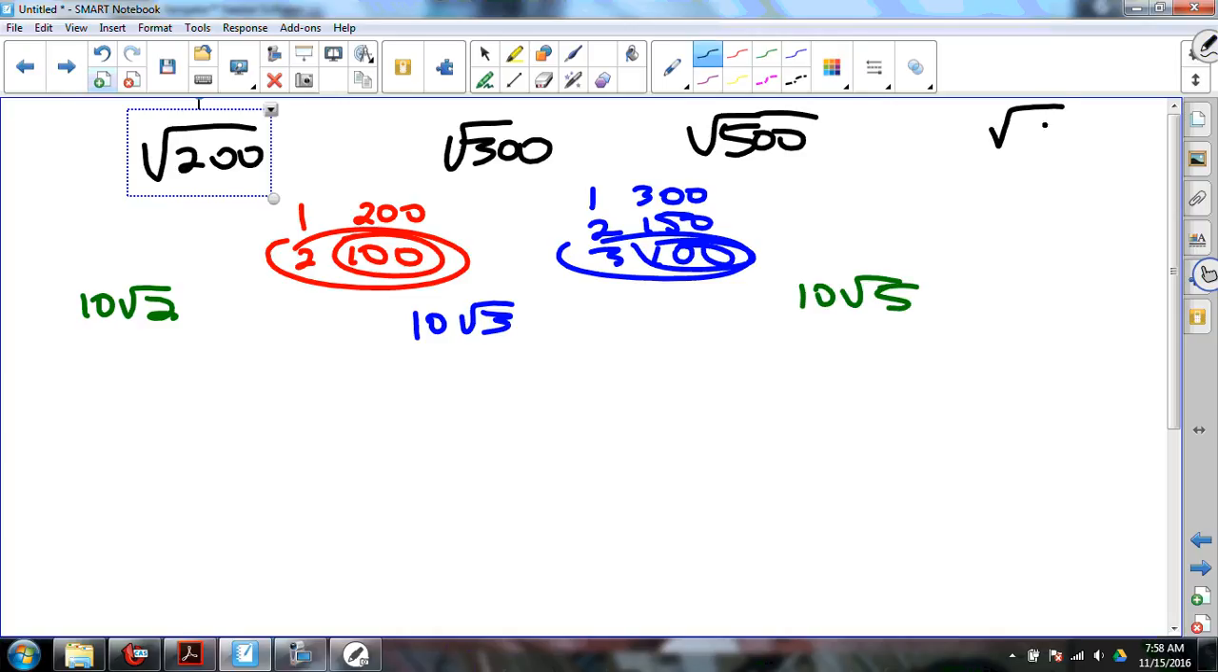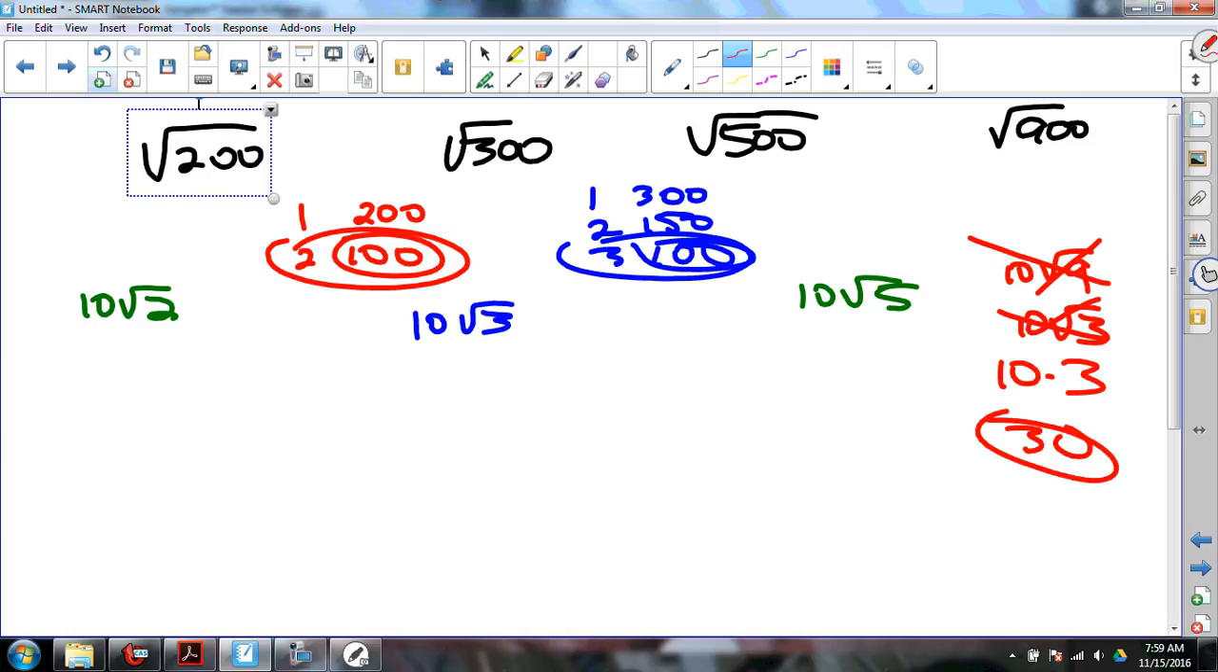What about the square root of 900? Is it 10 rad 9? No, not in simplest form, because rad 9 is 3, so no, not 10 rad 3. How about 10 times the square root of 9, which is 3, so it would be 30, because 900 is a perfect square. Remember, I asked you to memorize your perfect squares up through 400. There's a lot more beyond that. Keep in mind. Okay.